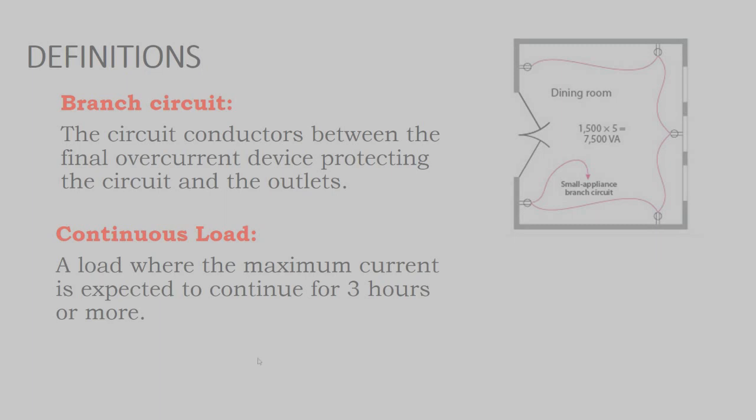Some other terms: branch circuits. Branch circuits are those AC electric circuits in your home. Solar circuits are not referred to as branch circuits. They're DC instead of AC. And so your solar circuits, instead of being referred to as branch circuits, are often referred to as strings. It's just industry jargon.